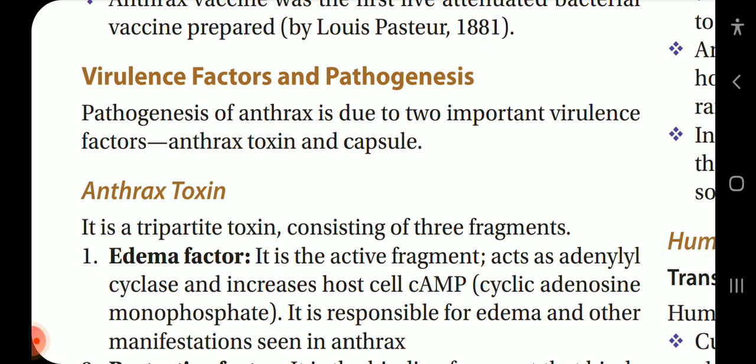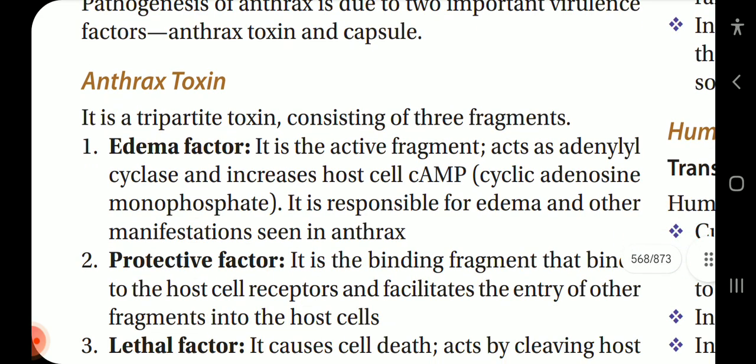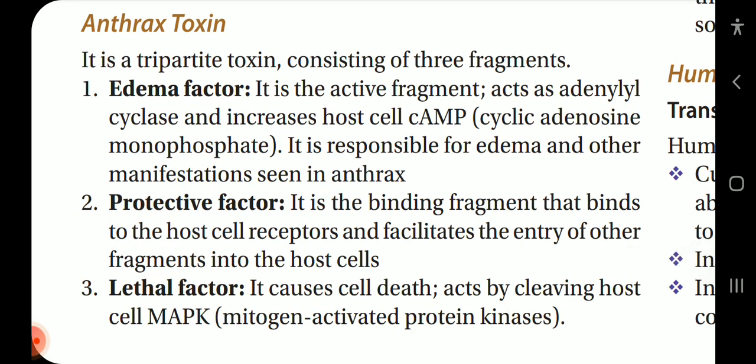Virulence factors and pathogenesis. Pathogenesis of anthrax is due to two important virulence factors, anthrax toxin and capsule. Anthrax toxin. It is a tripartite toxin consisting of three fragments: edema factor, protective factor, and lethal factor. The edema factor is the active fragment. It acts as an adenylyl cyclase and increases host cell cyclic AMP, cyclic adenosine monophosphate. It is responsible for edema and other manifestations seen in anthrax.